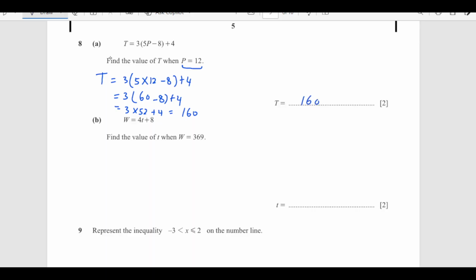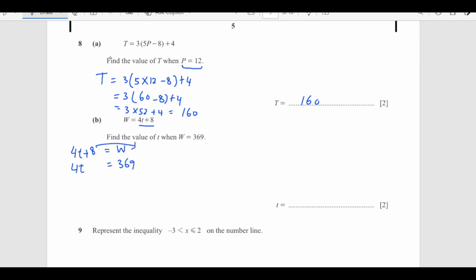Now find the value of t when w is 369. So we have w equals 4t plus 8. I am just writing it the other way: 4t plus 8 equals w. So this w we have 369 and we are looking for the value of t.